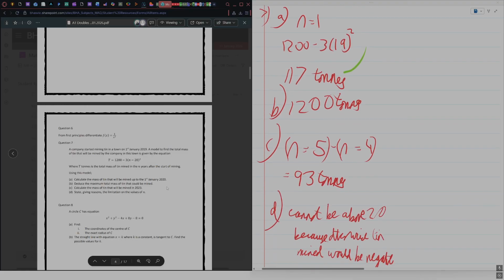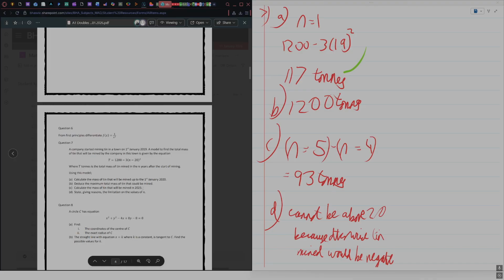And then we're saying in 2023, because this model gives us, if we put n equals 5 in, it would give us from 1st January 2019 to 1st January 2024. So if we want just 2023, we do 1st of January 2024 minus 1st of January 2023. Which means you just do n equals 5 minus n equals 4, and then that gives you your answer.